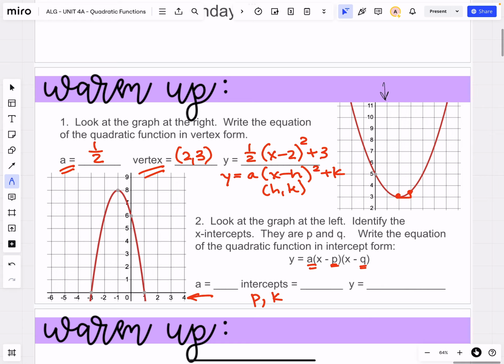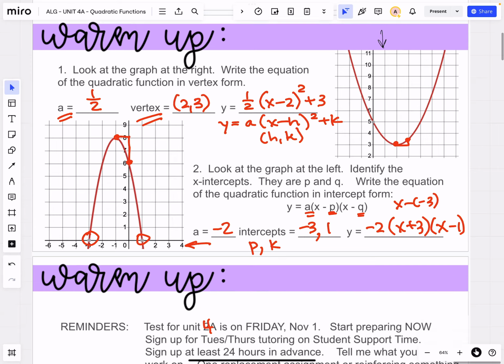All right, for number 2, our a value: start at your vertex, go over 1 unit, and then how far do we have to go to get on the graph? We have to go -2, so our a value is -2. Our intercepts are -3 and 1. And our function is going to be y = a, which is -2, times (x - (-3)), which is x + 3, times (x - 1). And that'll be our function.